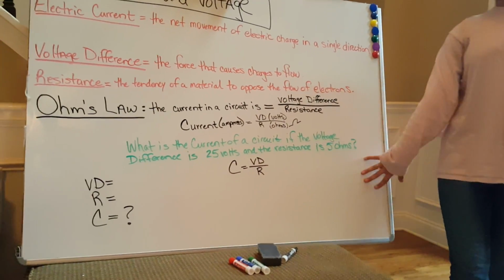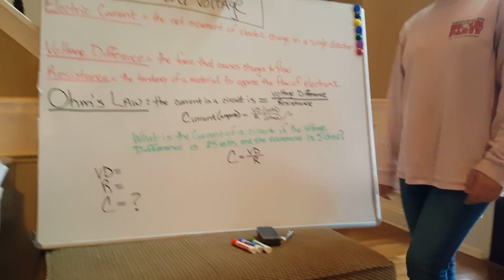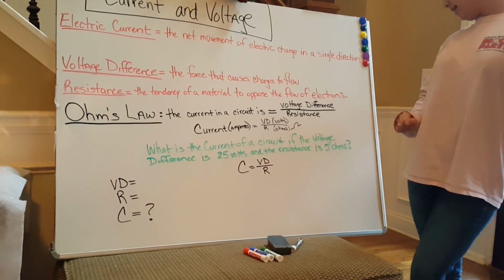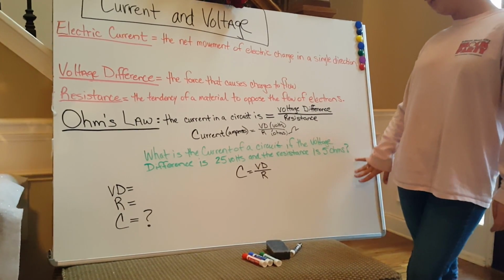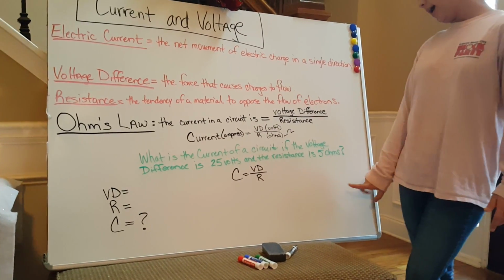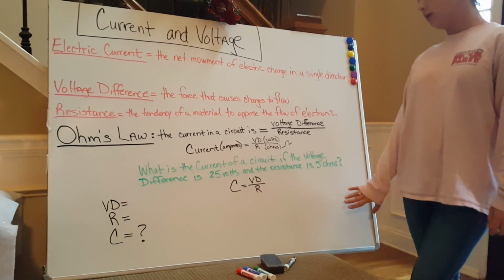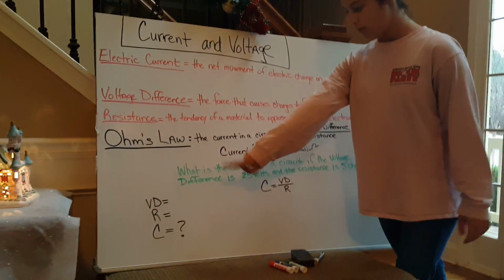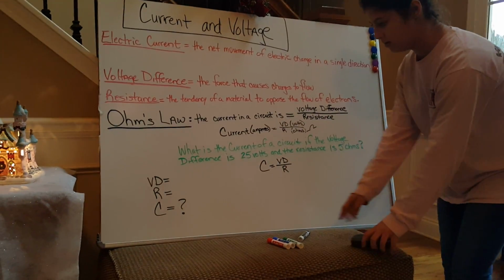Now that we know that, let's do our practice problem. What is the current of a circuit if the voltage difference is 25 volts and the resistance is 5 ohms. So we've written down our equation. Now we're going to plug it in. So with that.